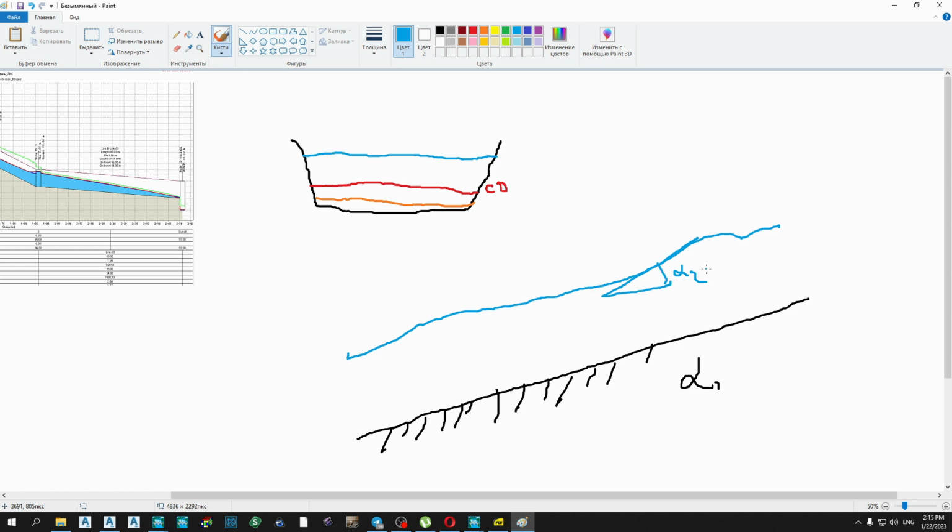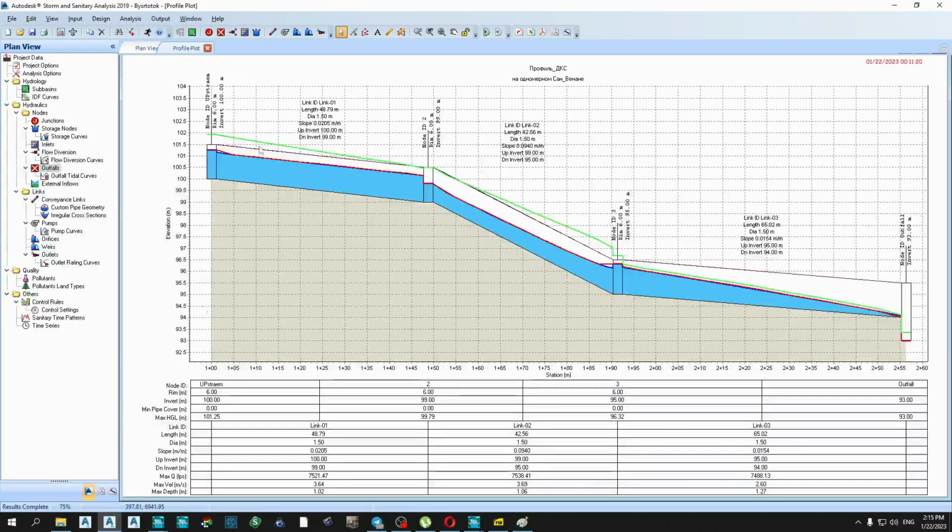And let's draw a green line, it will be the energy line. Let's choose green, okay. And alpha 3 will be the slope of the energy line. You need to understand that these three types of slopes are different. Sometimes these three slopes are similar, but not all the time.